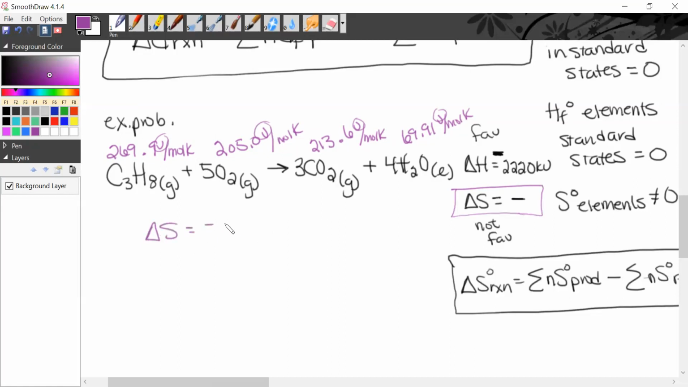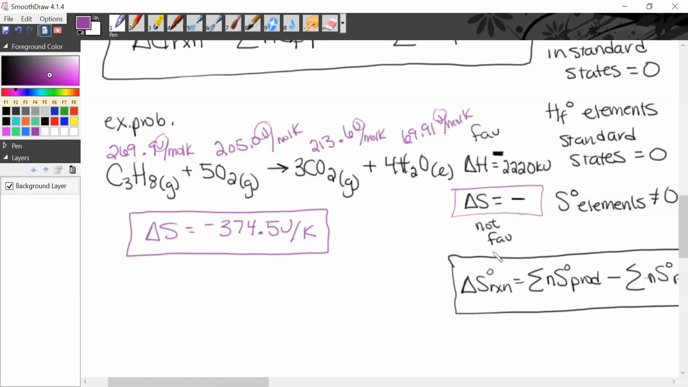I got negative 374.5 joules per Kelvin. Did anybody else get that? Okay. Now, the moles cancel, right? Because when you're multiplying by moles of each substance, when I multiply by 5 moles of O2 or 1 mole of the C3H8, moles cancel. This is the entropy. Is it negative like I predicted?